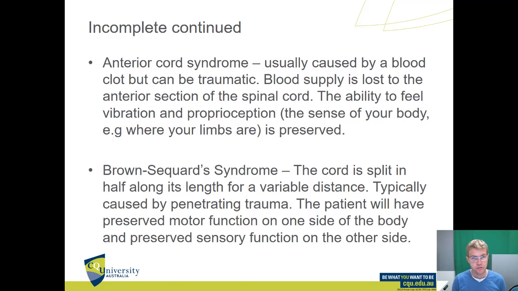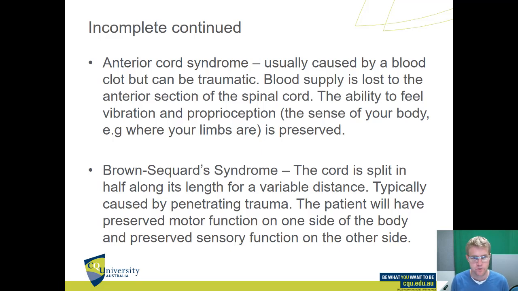Another type is called anterior cord syndrome. This is actually normally a medical problem where a blood clot will cause the anterior aspect of the cord to become ischemic, but it can be traumatic as well, which is why we're covering it. For whatever the cause, blood supply is lost to that anterior section of the cord. And again, you can have a suspicion of this because the patient will still be able to feel vibration and they will still have a sense of where their limbs are, even if they've lost sensory or motor function to them. And that is called proprioception.